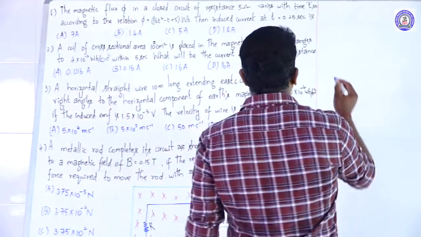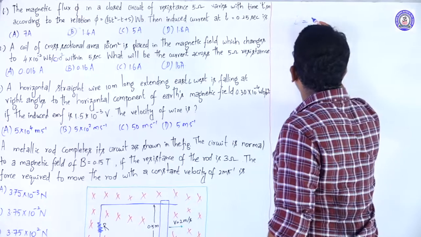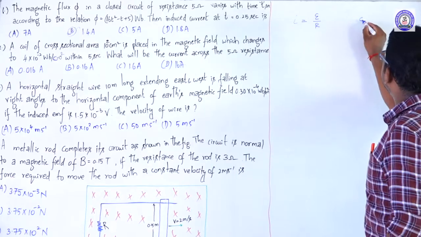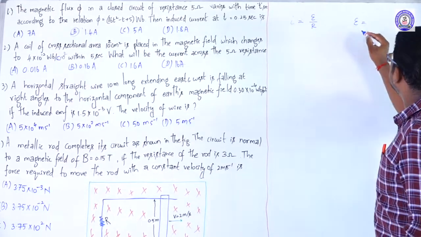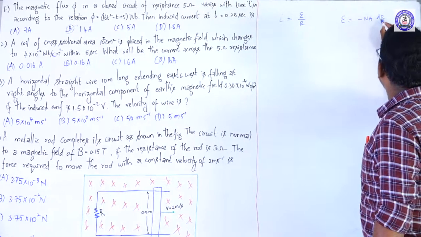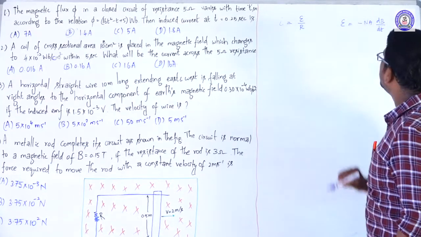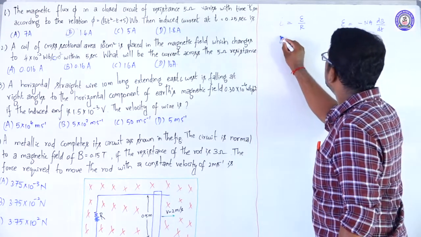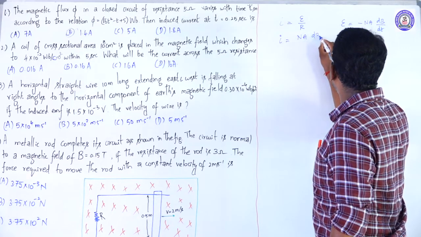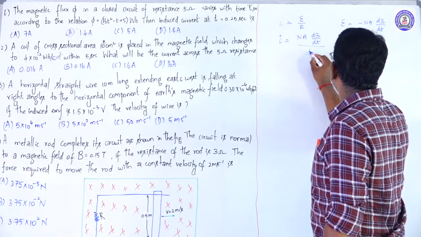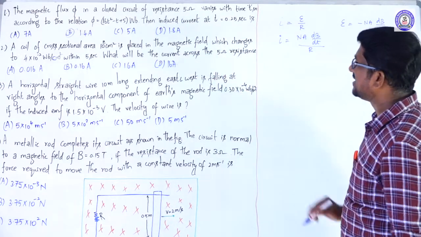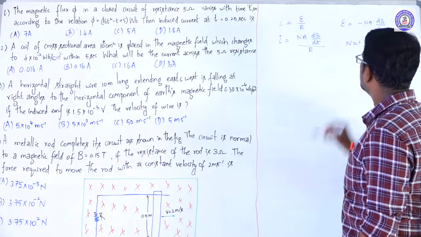Right. Once again, current I is equal to induced EMF divided by resistance. Induced EMF by changing the magnetic field is given by E is equal to minus NA into dB divided by dt. Here the negative sign indicates Lenz's law. So therefore I is equal to NA into dB divided by dt, divided by R. Right. In this question, the number of turns value is not given, so N value is taken as 1.